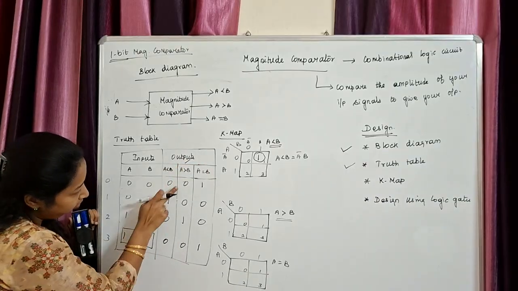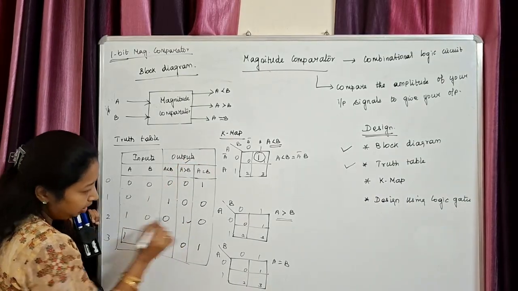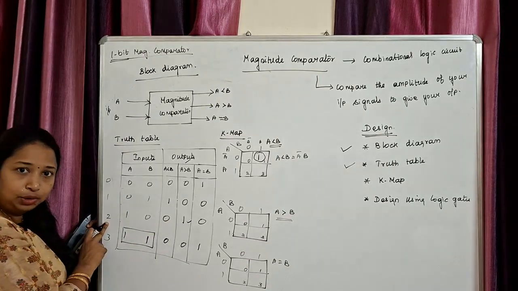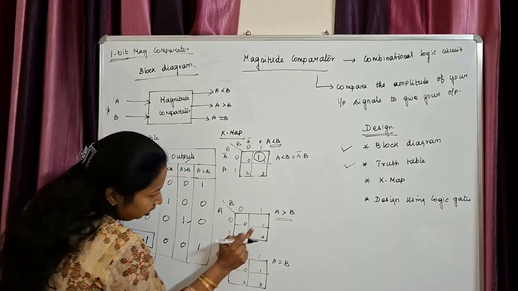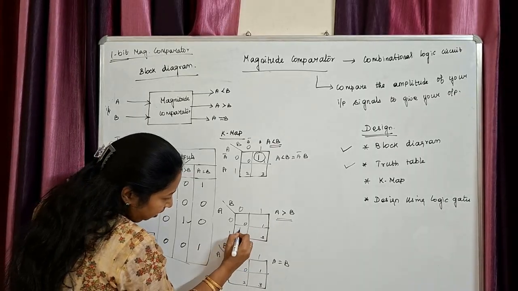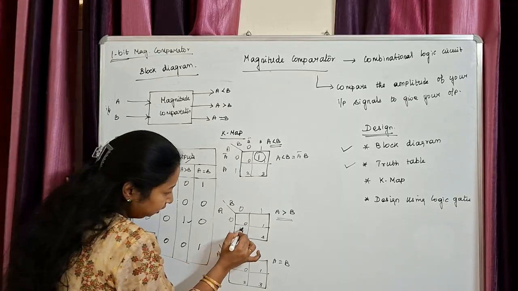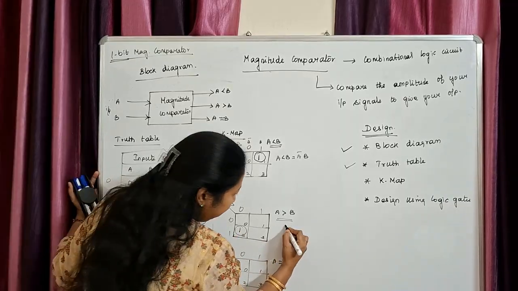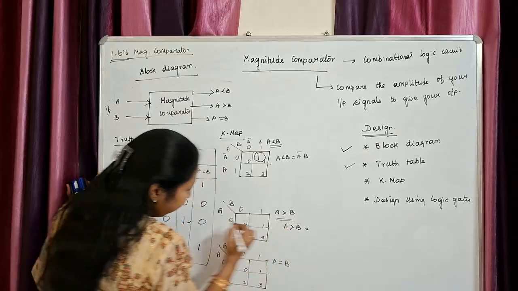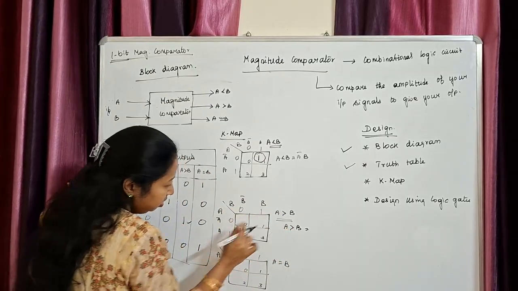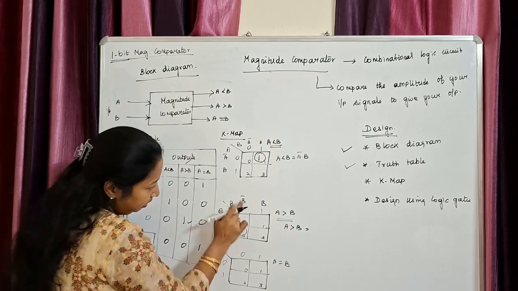Now, let's do it for A greater than B. Where all have you got output 1? You have got output 1 in only one place. So, which is that number? Check for the corresponding decimal number. It is number 2. So, against 2 in your A greater than B K-map, you have to mention 1. Is it clear? Now, do the mapping for this again. A greater than B is equal to, here again, this is A bar, this is A, this is B bar and this is B. So, what is the output? It is A and B bar.